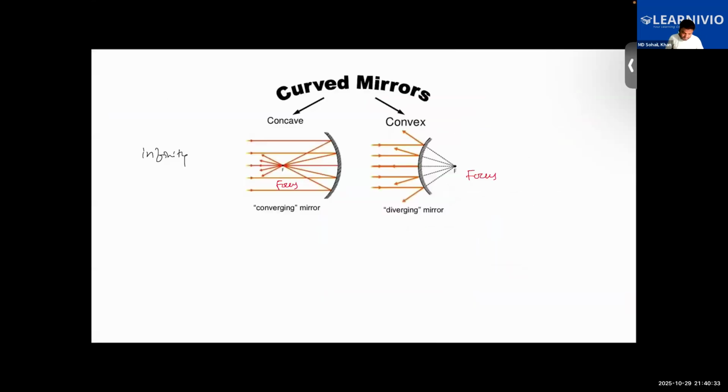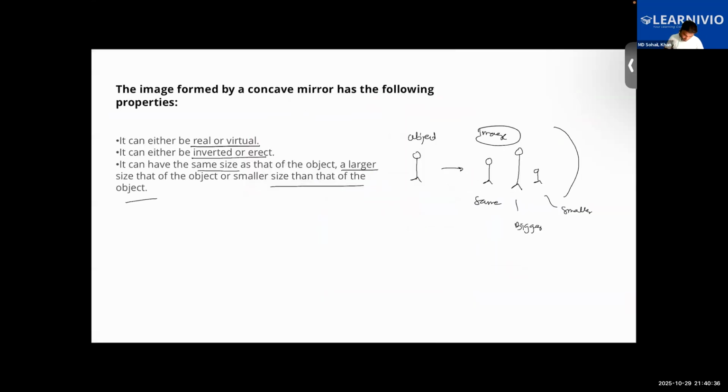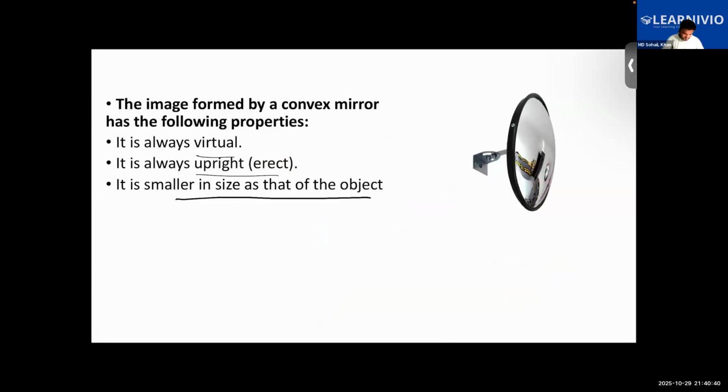So these were the properties of the convex mirror. Also, the image that is formed is always upright, meaning that it is erect. The image formed by the convex mirror is also smaller in size in comparison to the size of the object.